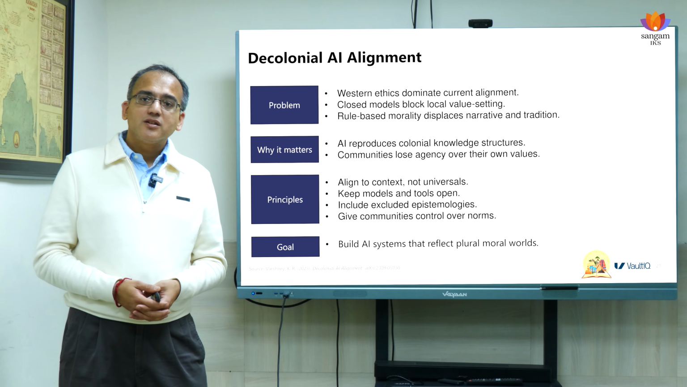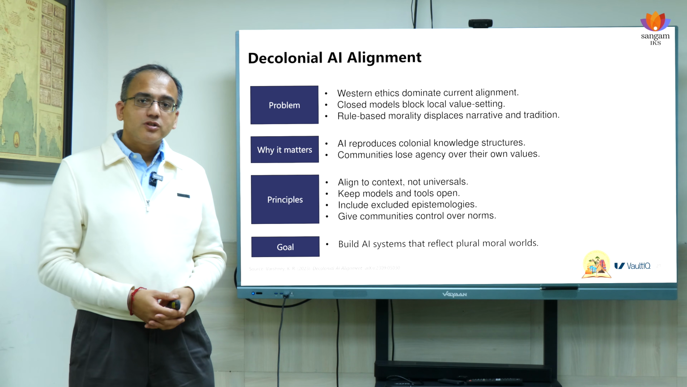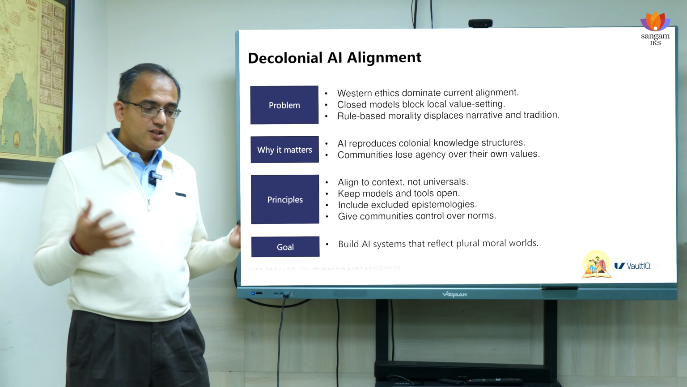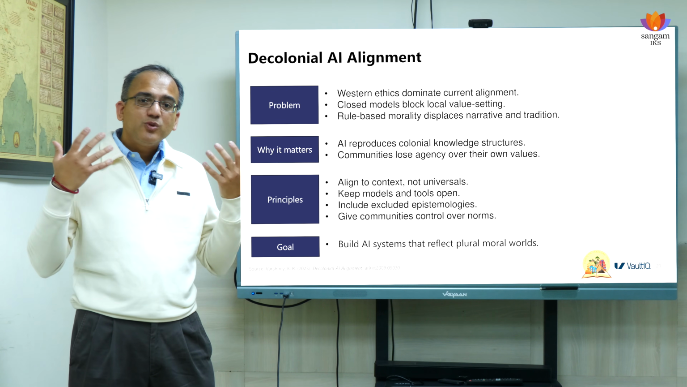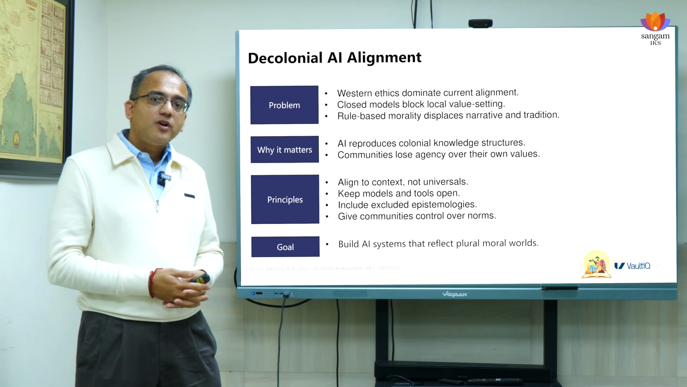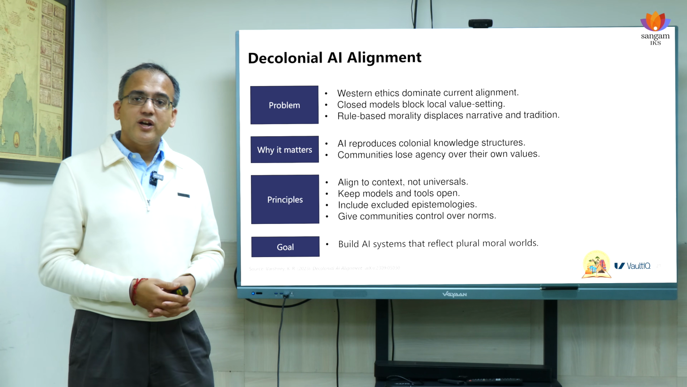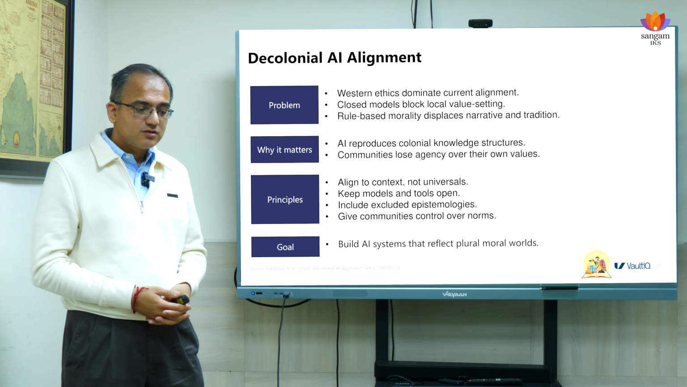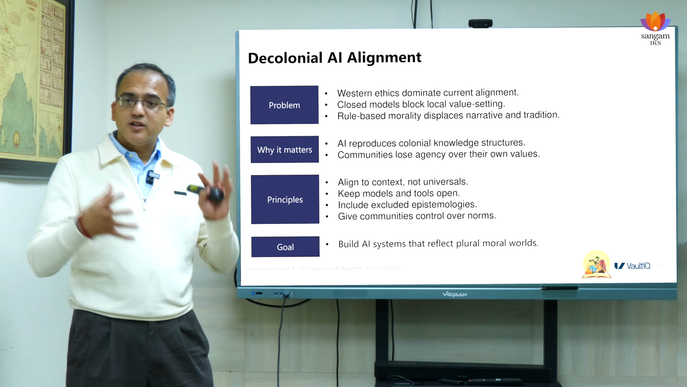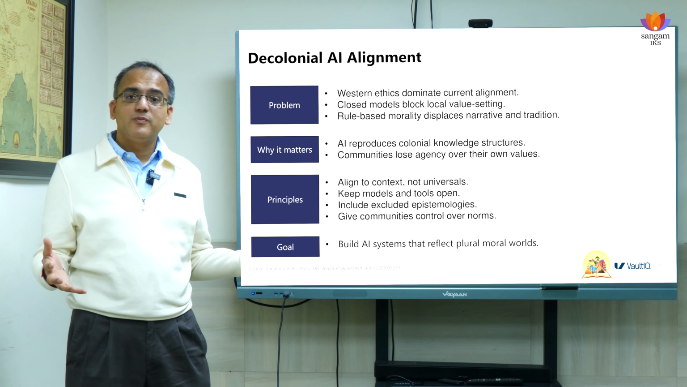We need to align to context, that is a societal context, and an approach, not universals, because universalism simply doesn't exist. We need to keep models and tools open so then we can modify them and evolve them. We need to learn what epistemologies, what knowledge systems were excluded, and reintroduce them in a way that actually tangibly makes a difference. And then we need to give communities control over those norms. That community may be as small as a company, or maybe as large as a country, or maybe even bigger, as a culture.